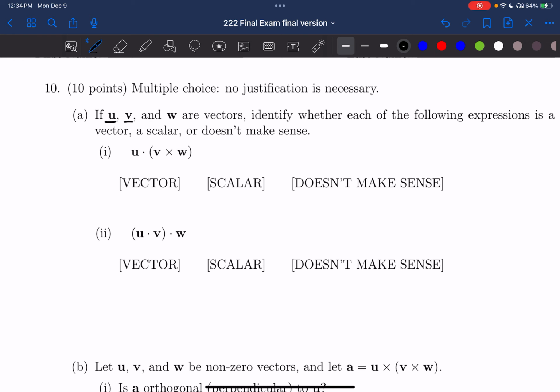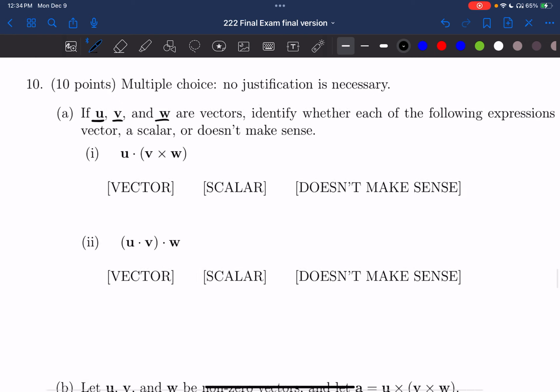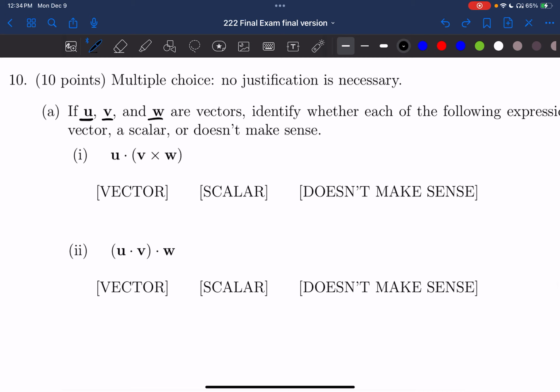We're given that u, v, and w are vectors. So when we do a cross product of two vectors, we're going to have a matrix of i, j, k, and so on. This will make us have a vector. So the cross product of two vectors is a vector. Now we have a vector dot a vector. A vector dot a vector is going to give you a scalar, sorry. So this will be a scalar.